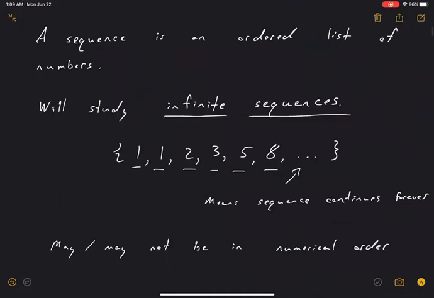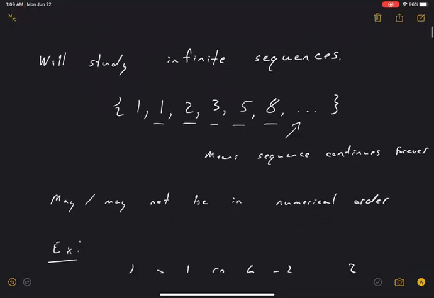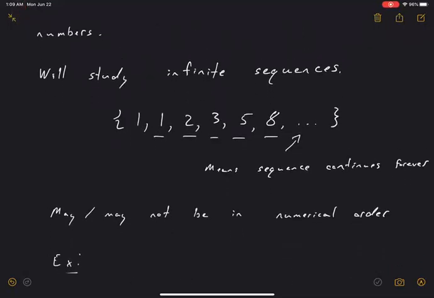And how is this sequence ordered? Well, by order, we mean the order our numbers appear in. So this one here, that's the first term of our sequence. This is the second term of our sequence, third term, and so on. It's pretty obvious what I mean. But these terms might not be in numerical order, right? We might have a sequence like, I think I had an example actually.